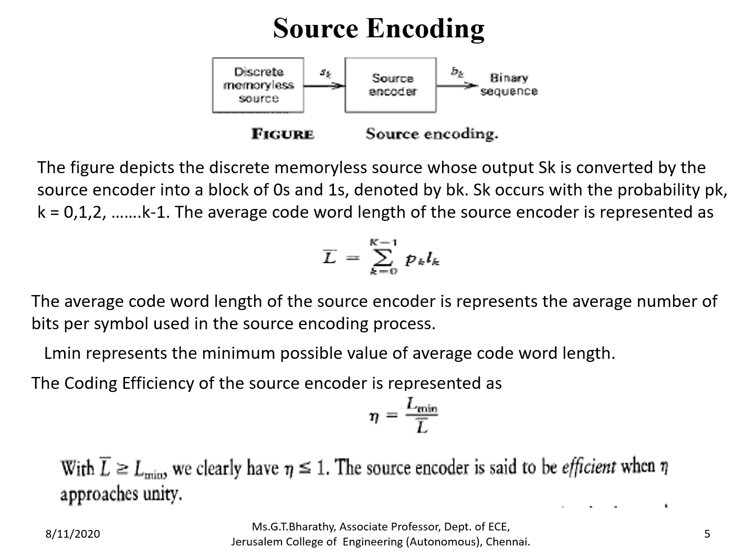The average code word length of the source encoder represents the average number of bits per symbol used in the source encoding process. L minimum represents the minimum possible value of the source code word length. The coding efficiency of the source encoder is represented as eta, where eta is given by the formula L minimum divided by L bar, where L minimum is the minimum value of the code word length and L bar is the average code word length. With L bar greater than or equal to L minimum, we have eta less than or equal to 1. The source encoder is said to be efficient when efficiency eta approaches unity.